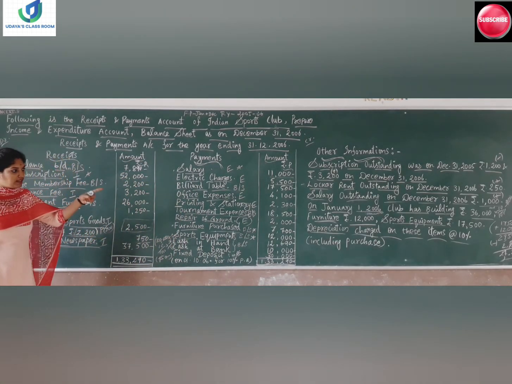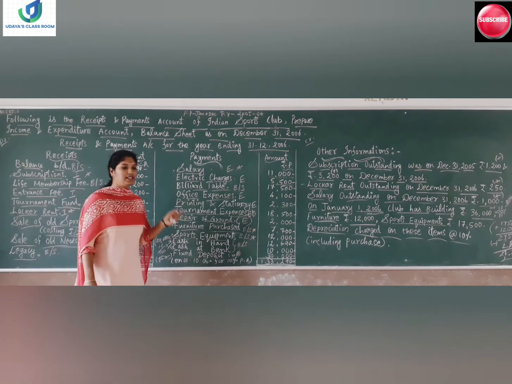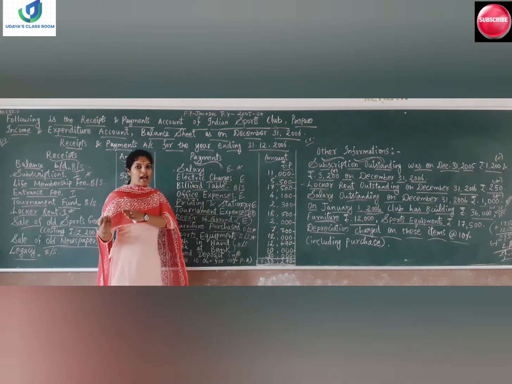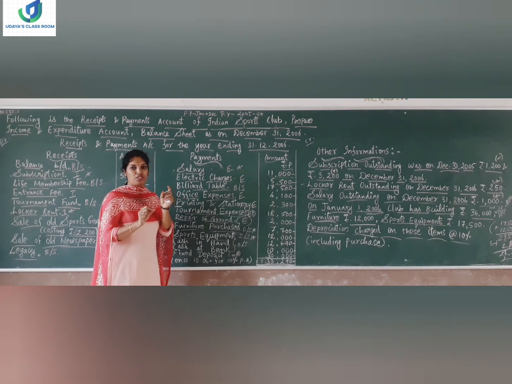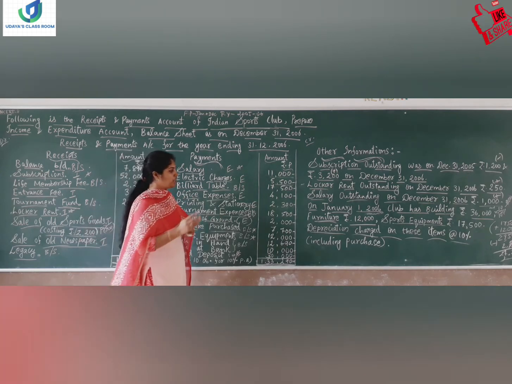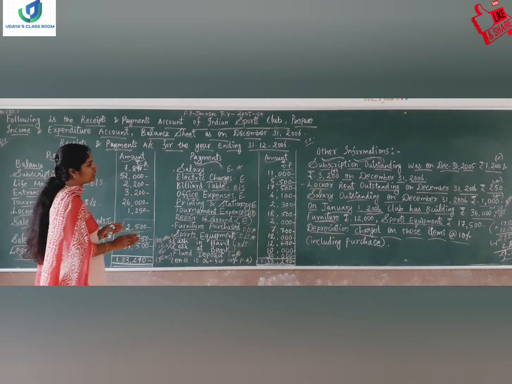So all the assets' depreciation will be written on the expenses side of the income and expenditure account, and in the balance sheet we will be writing the particular asset and we will be deducting the depreciation, and the difference amount will be written in the outer column. So this is how we will be completing. Almost we have completed everything.